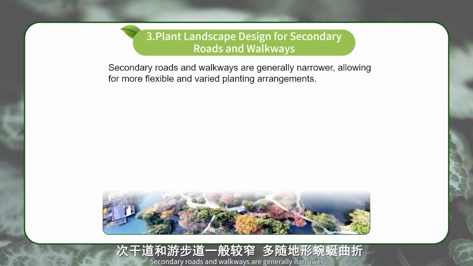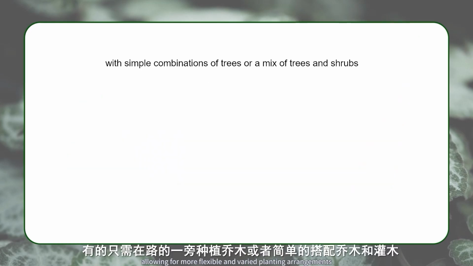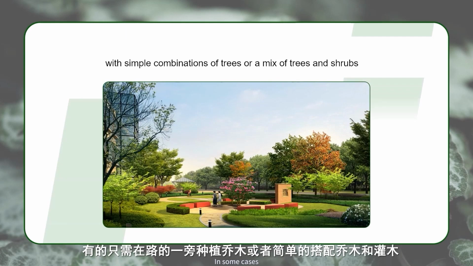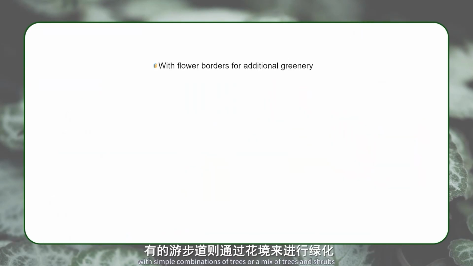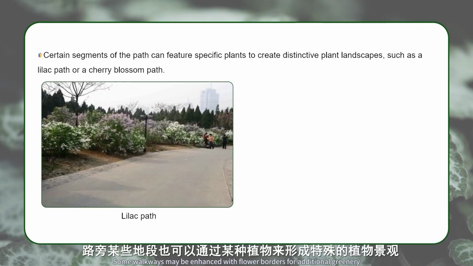Secondary roads and walkways are generally narrower and often wind through the landscape, allowing for more flexible and varied planting arrangements. In some cases, planting may be limited to one side of the path, with simple combinations of trees or a mix of trees and shrubs. Some walkways may be enhanced with flower borders for additional greenery.